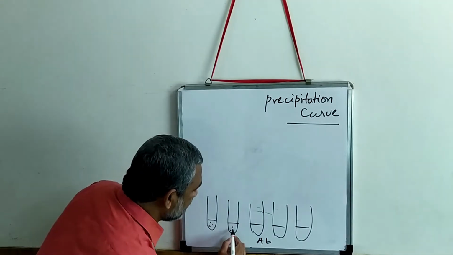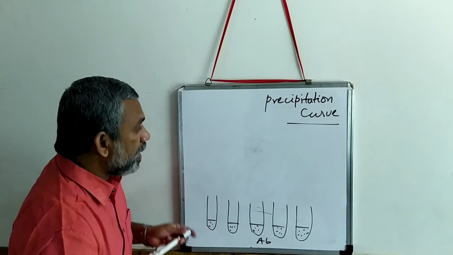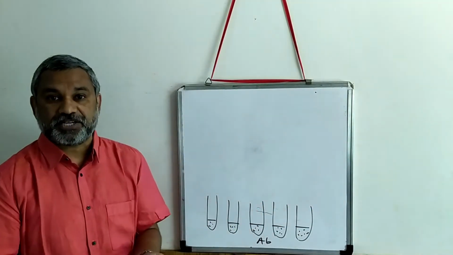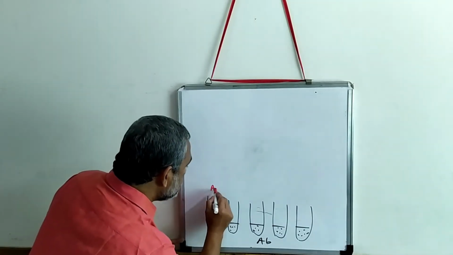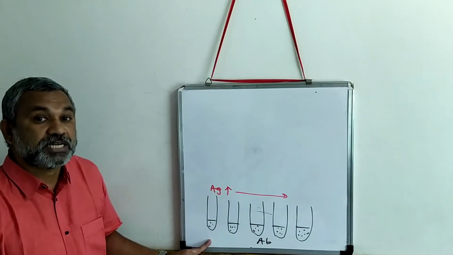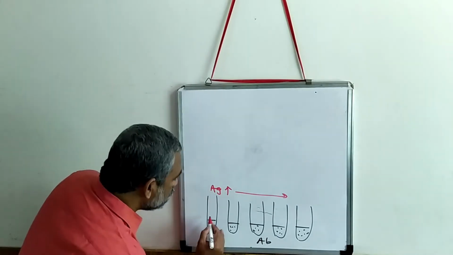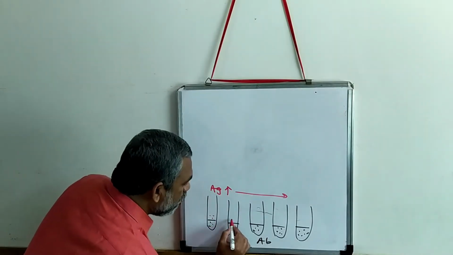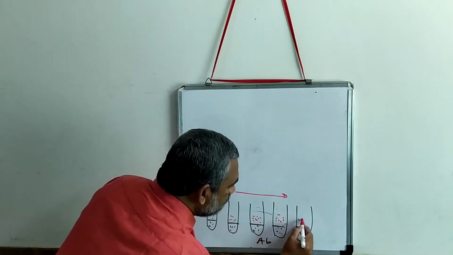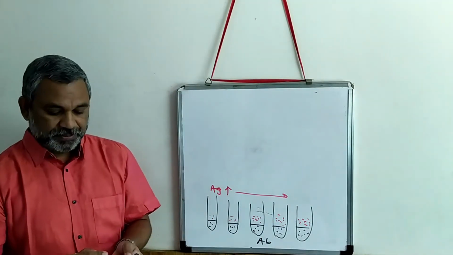So antibody is added. Then what was done is antigen is added in increasing concentration. This will have the lowest concentration of antigen and this will have the highest concentration of antigen. So antigen in small quantity, increasing concentration. And let us see what happens.